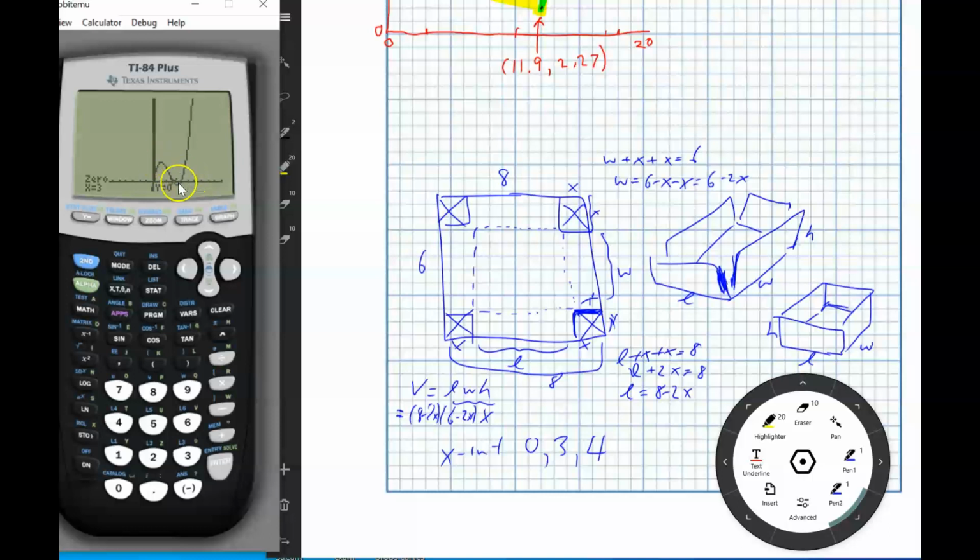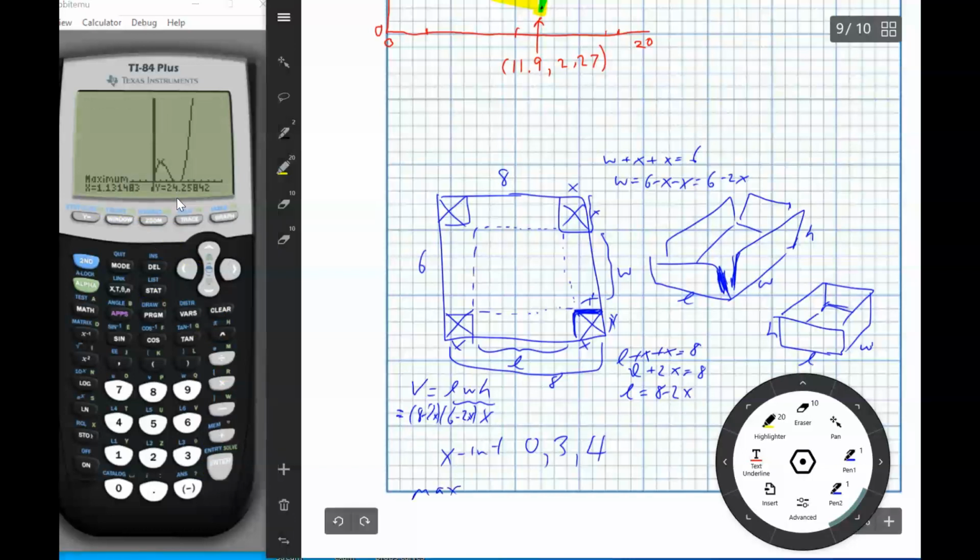Let's find the maximum and the minimum, okay? So we'll do second calc maximum, and then we'll move the cursor slightly to the left of the maximum, and then we move it slightly to the right of the maximum, and then hit enter for guess. And the maximum is 1.13, 24.3. So I'm going to write that down. So the maximum is 1.13, 24.3. What about the minimum?